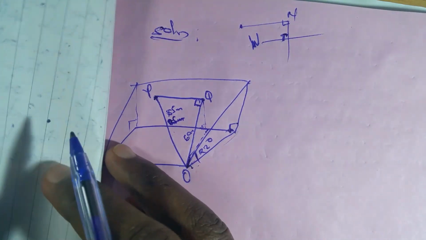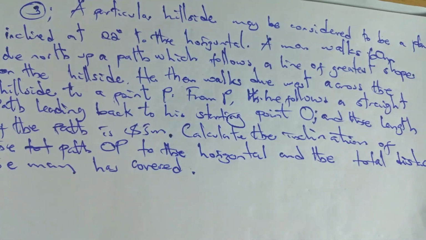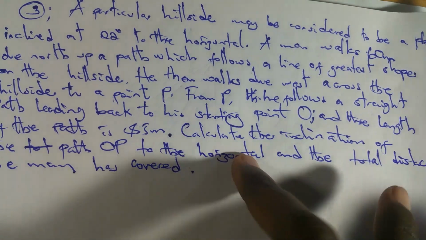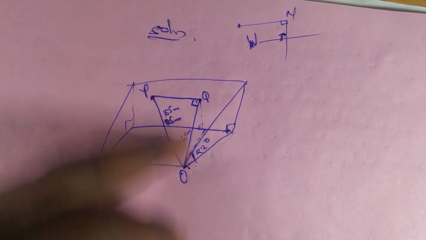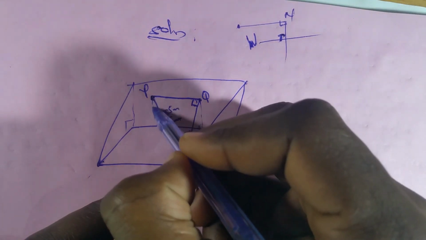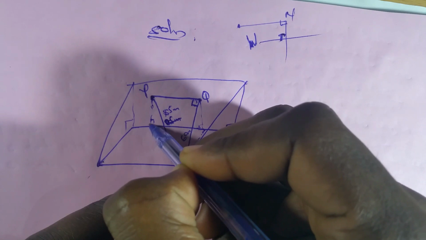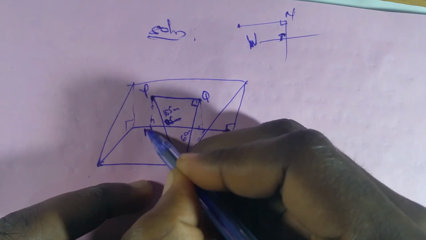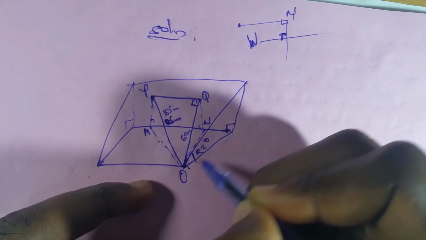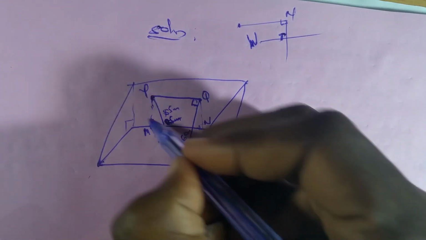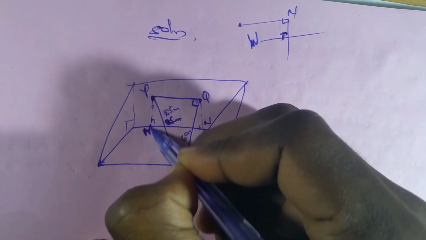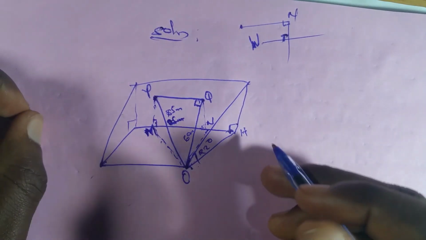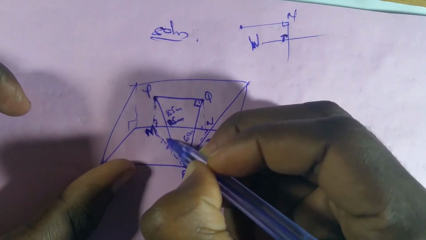Then what do they want us to find? Calculate the inclination of the total path OP to the horizontal and the total distance the man walks. So for OP, we need the inclination of this to the horizontal. Let's drop a perpendicular to our horizontal. That's 90. Then we give it horizontal. Let's make it M, here N, here H, and this is M. From there, this is horizontal, making 90 degrees to the horizontal. So they want us to find the angle this inclination makes with the horizontal. Let's give it theta.